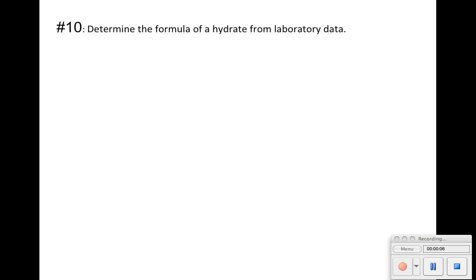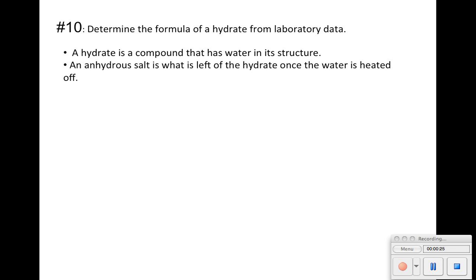Now we're going to look at concept 10, the final concept in our unit 9 mole unit, and we're going to determine the formula of a hydrate from laboratory data. A couple of things you need to know. A hydrate is a compound that has water in its structure. You learned that in concept 9. And an anhydrous salt is what is left after the hydrate once the water is heated off.